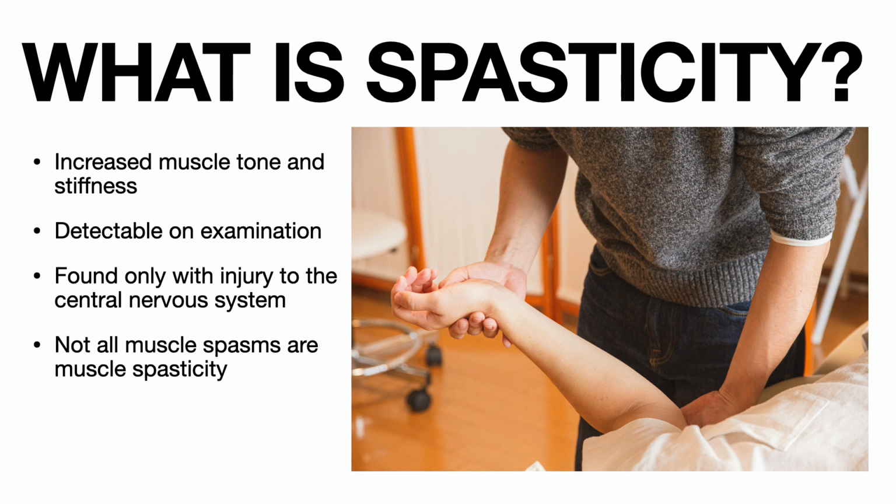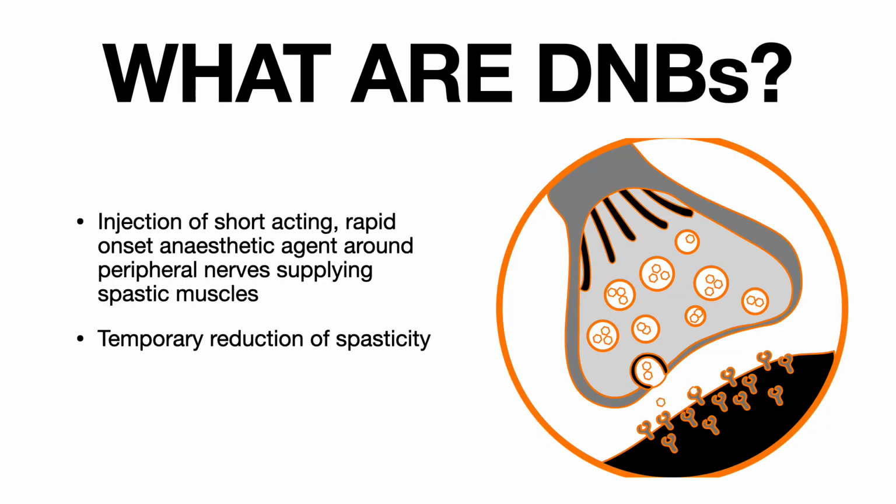We only see spasticity with injury to the central nervous system, so the brain, brainstem, or spinal cord. And it's important to understand that not all muscle spasms are muscle spasticity. So, knowing what muscle spasticity is, we can now look at these blocks.